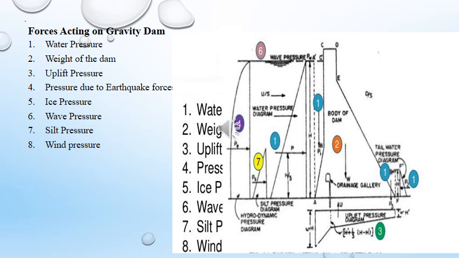And the silt pressure, this is the 7th one, that will be shown here up to a certain height, and also the wind pressure. So, these forces will be discussed one by one in the next presentation. Just in this presentation we are only learning the different forces acting on the gravity dam.